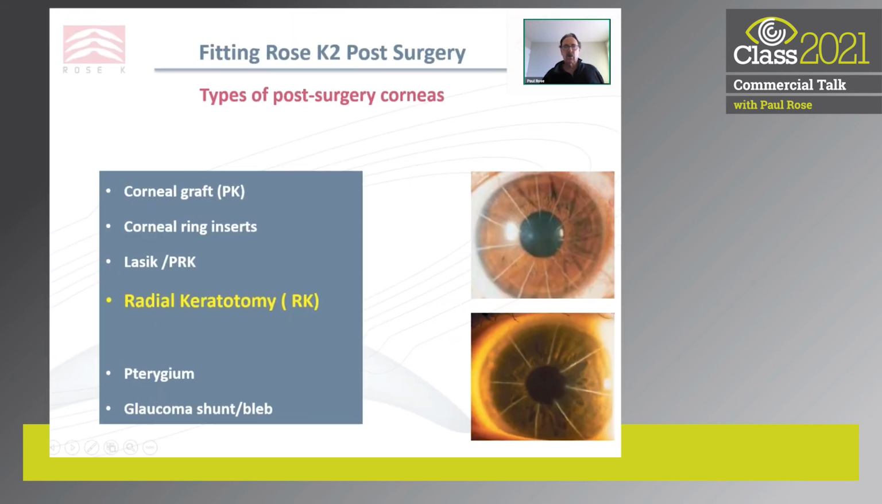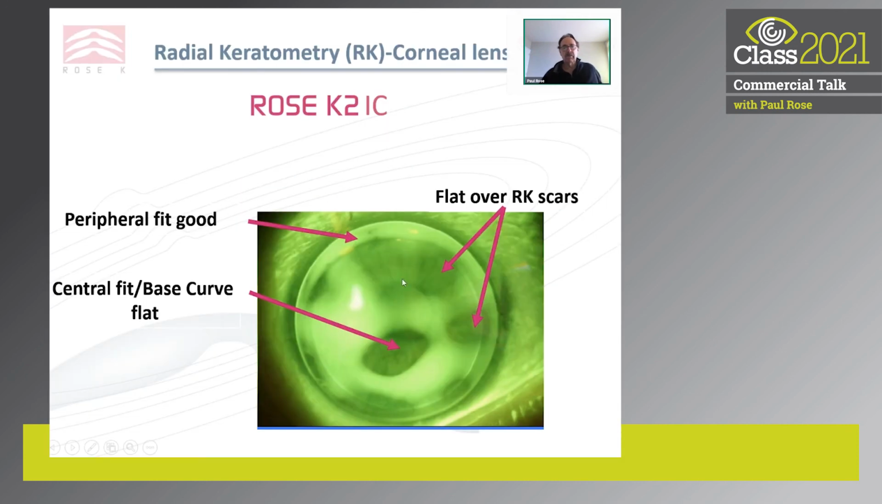So finally, for the corneal conditions, RK, fortunately in New Zealand, very rare, and it's not done now. So most cases are quite old, but it can pose problems. And trying to fit a corneal lens on it, you can see here, this is an RK case with 1, 2, 3, 4, 5, 6, about 7 cuts in the cornea.